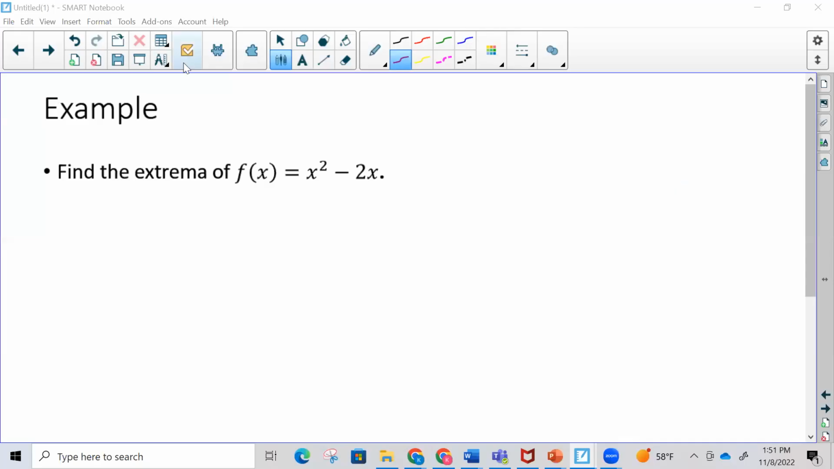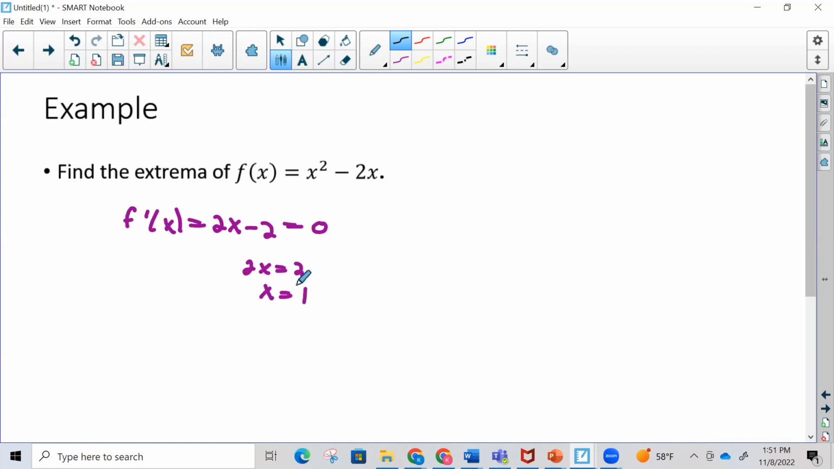Okay, so to find the relative extrema, our first step is we take the derivative and set it equal to 0. So we get 2x minus 2. We did this before, equals 0. If you solve this, you get 1.